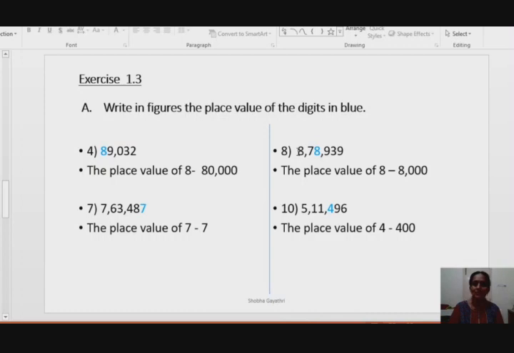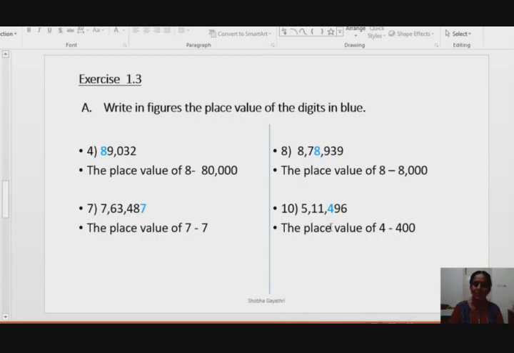Next question, 8th question. 8,78,939. Our blue color digit is 8 here, but in which place is it? There are 2 8s here. It is in the thousands place. The place value of 8 is 8 into 1000. It is 8,000.